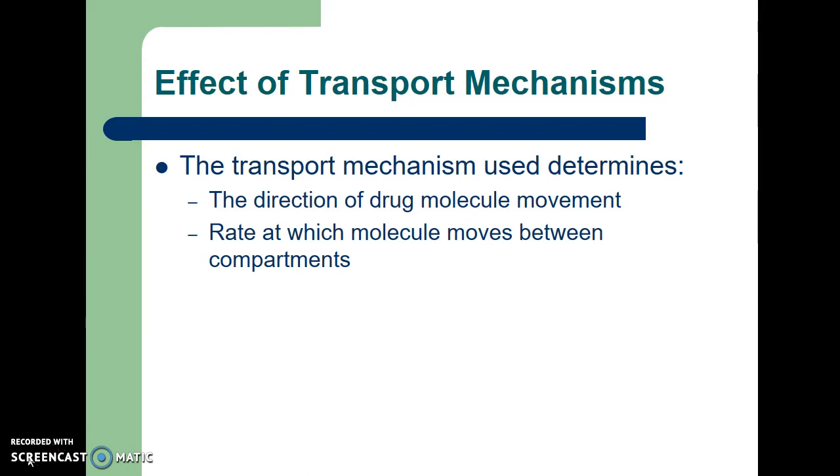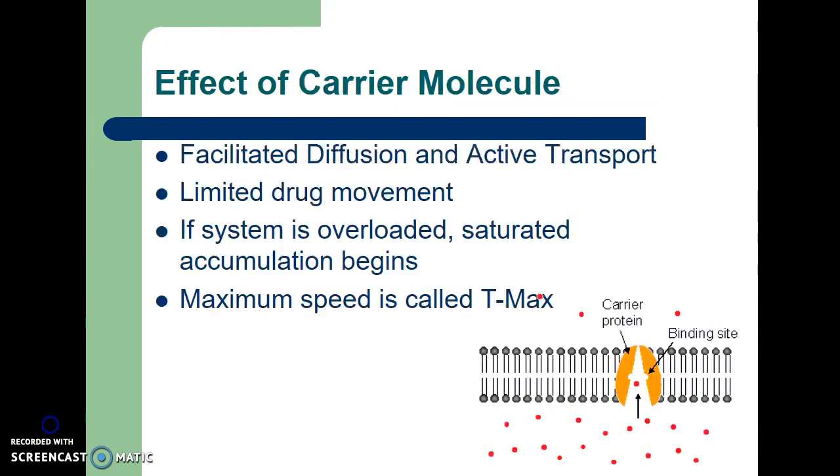And then also that transport mechanism will have an effect on the rate at which the molecule moves across the cell membranes and between compartments within the body. So a carrier molecule will have a distinct effect on the rate at which a molecule will move across a cell membrane. It basically limits it. It limits it because there's only so many carrier molecules.